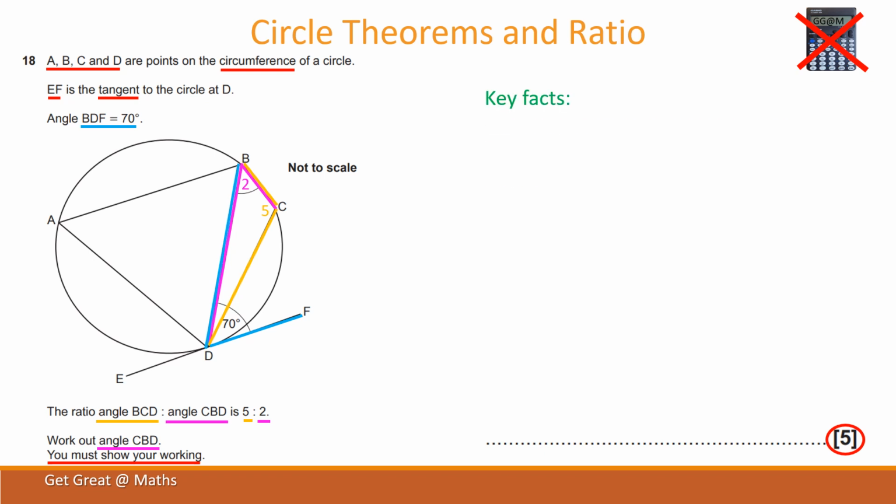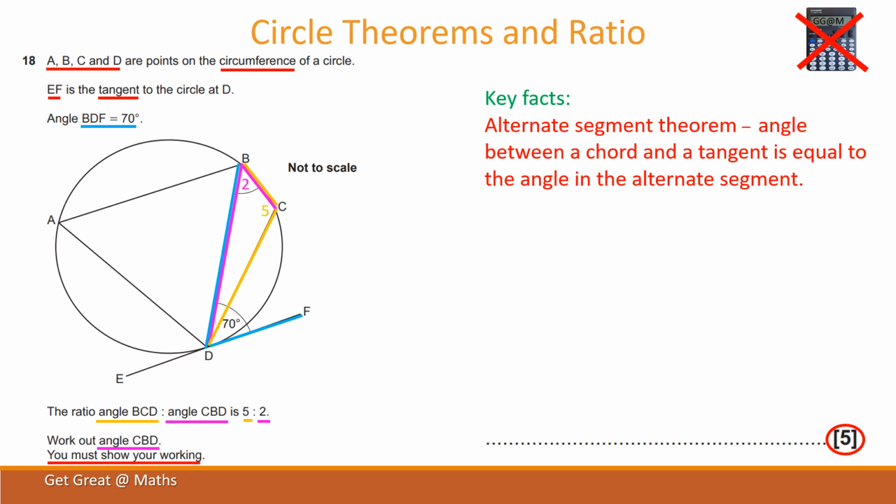Now the key facts you're going to need in this question is the alternate segment theorem, which says that the angle between a chord and a tangent is equal to the angle in the alternate segment. And the cyclic quadrilateral, which means opposite angles add to 180. So if you have a quadrilateral, which is a 4-sided shape within a circle, with all 4 corners touching the circumference of the circle, then the 2 opposite angles will add up to 180 on the cyclic quad.